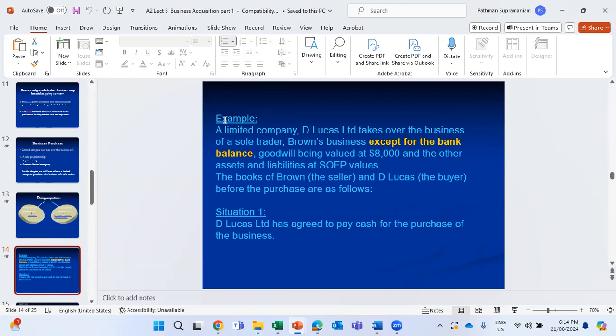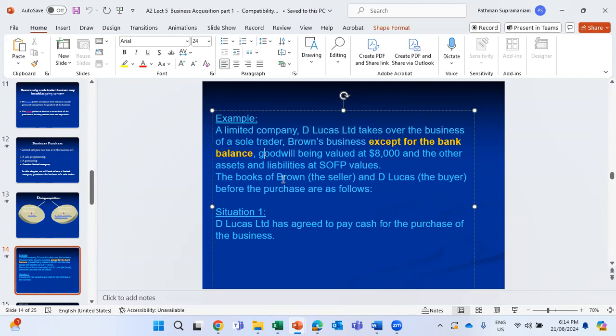Now I want to alert you that in this chapter, you need to be very clear who is the buyer and who is the seller. Let's look at this example. A limited company, D. Lucas Limited, takes over the business of a sole trader, Brown, except for the bank balance. So this is the part where you need to be clear. The buyer is Lucas, the seller is Brown. And in this sentence, they also told you what items are taken over. They take over everything except the bank balance.